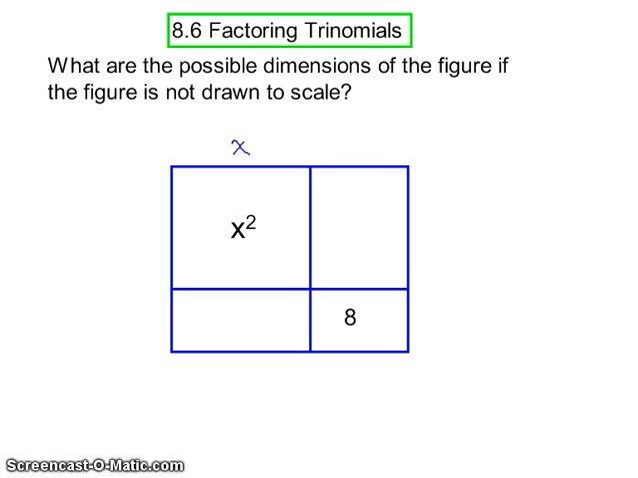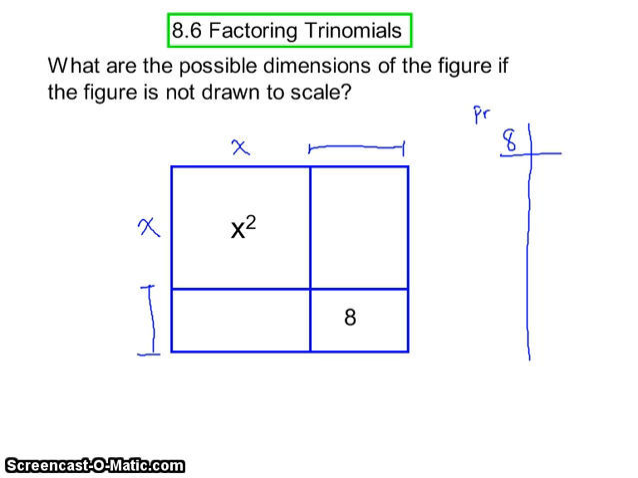So this would be x, and this would be x. But what are the possible values for these two side lengths, from here to here and from here to here? So let's make a list. Okay, what are some two numbers that multiply to give us 8? So who have a product of 8?